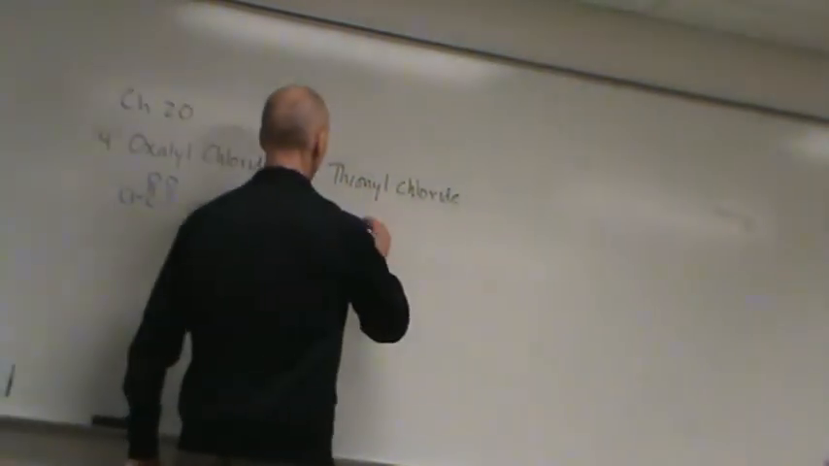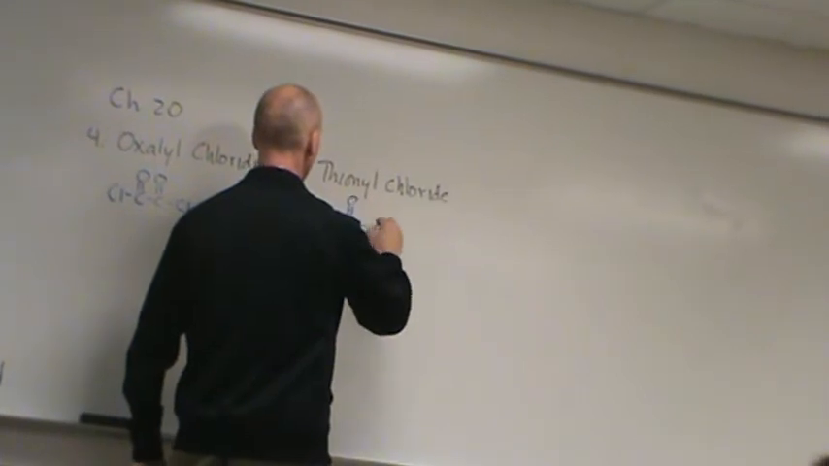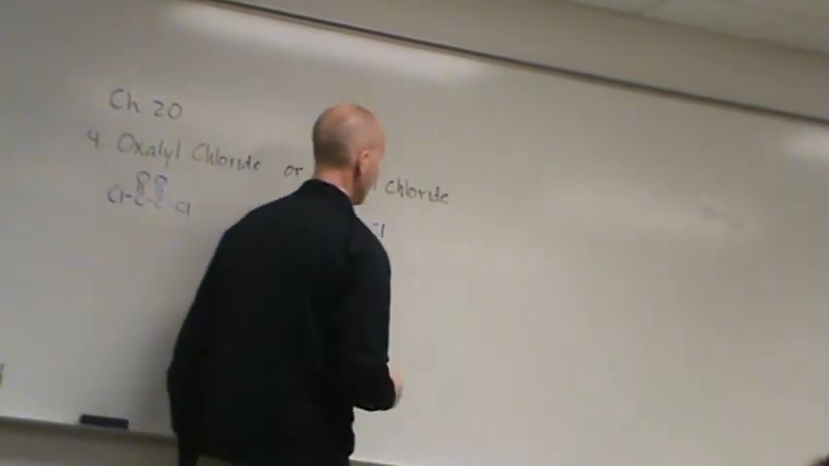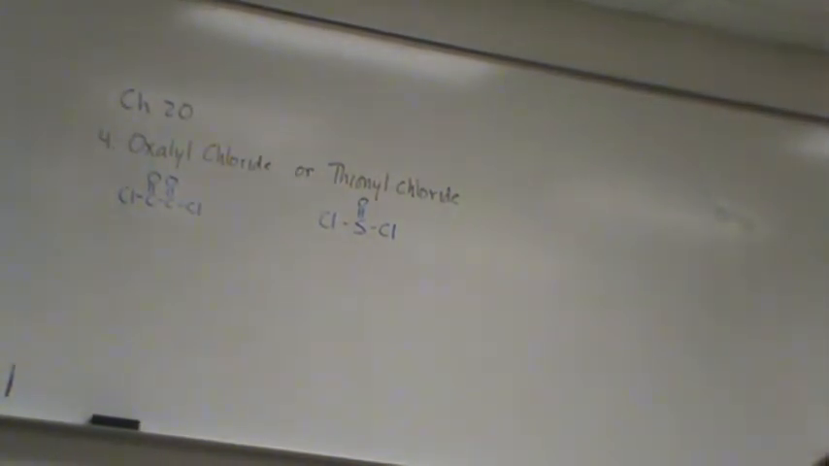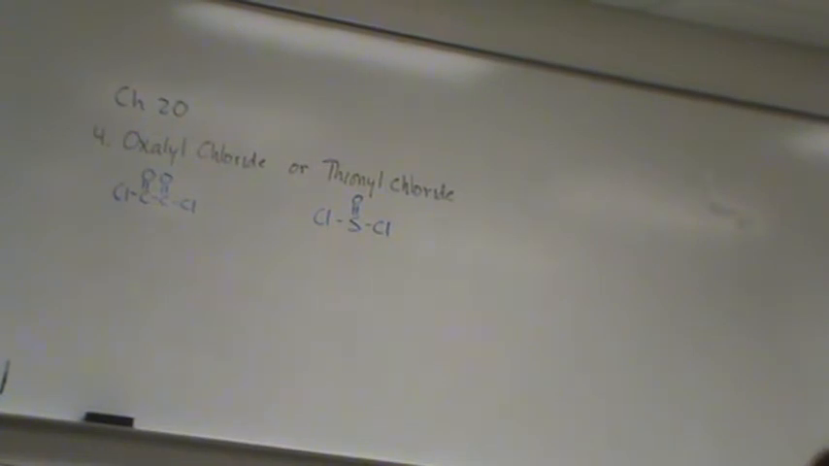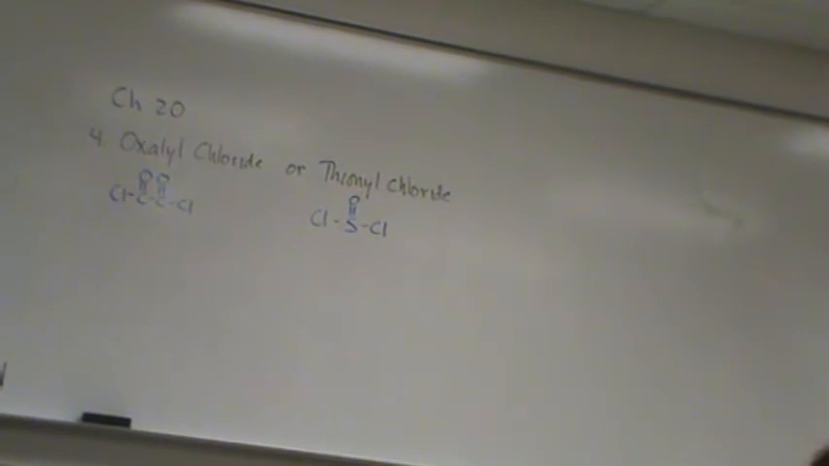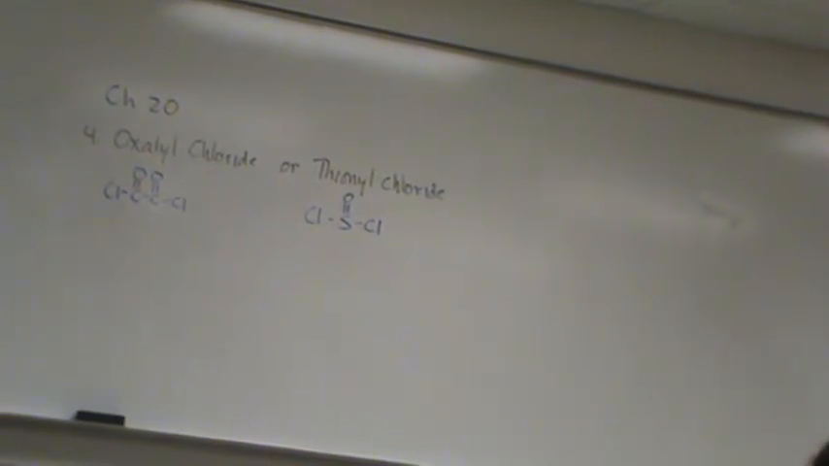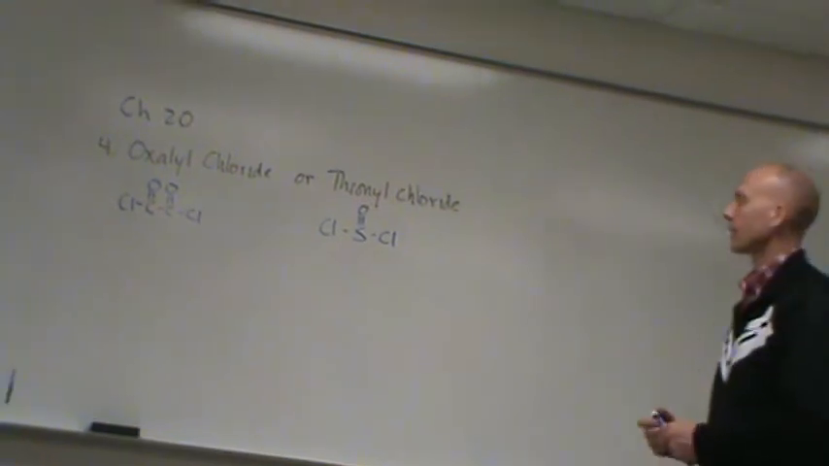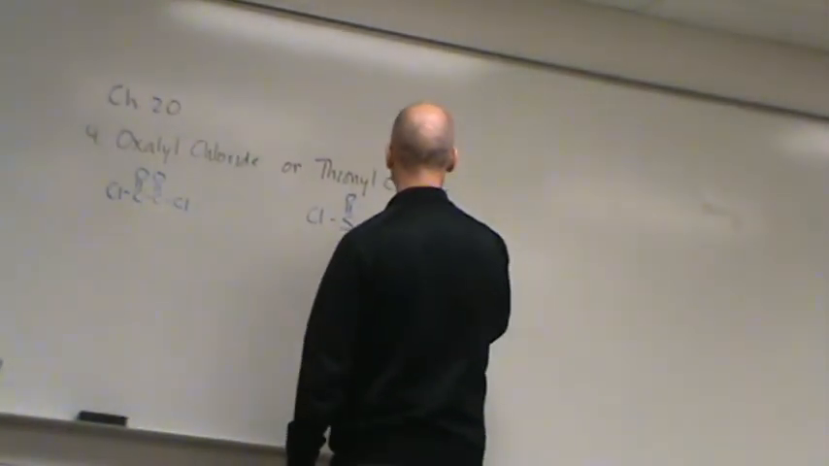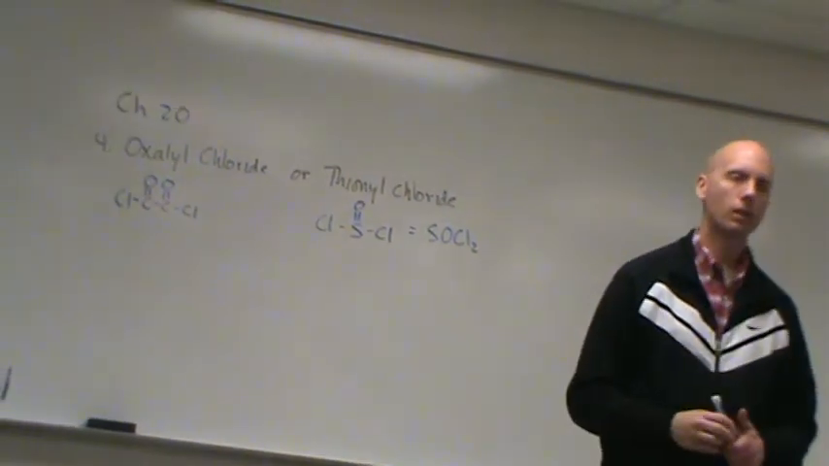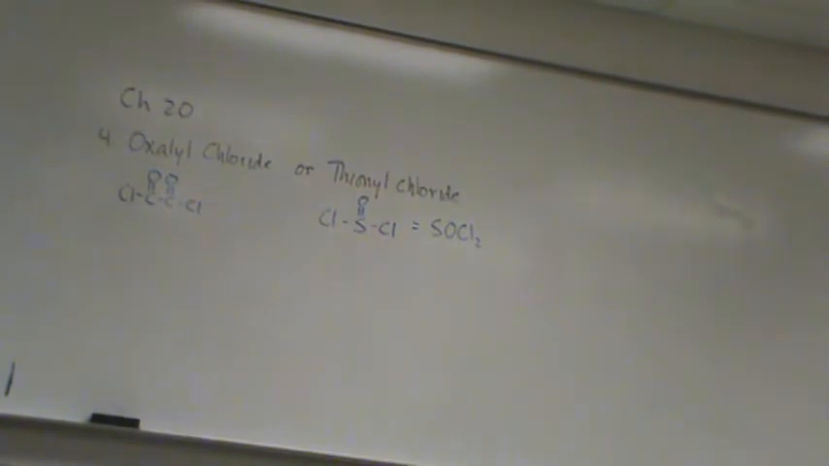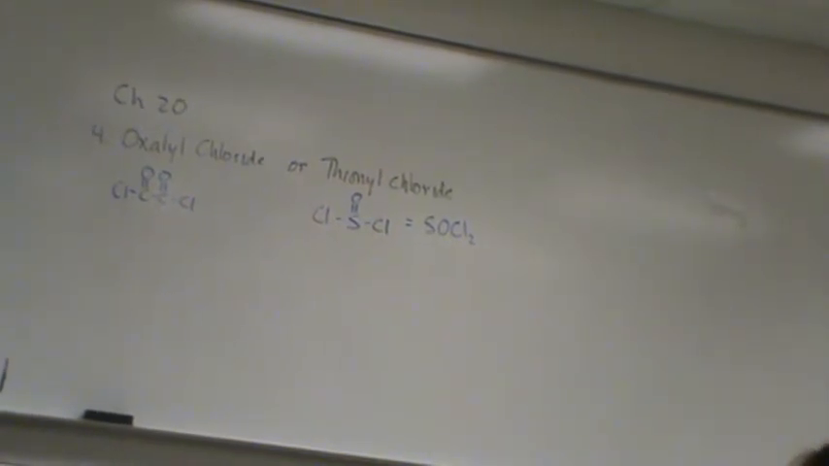And thionyl chloride has that structure. Remember we looked at that back in 241. It's one way to make alkyl chlorides from alcohols. Thionyl chloride, you'll also see it written in its molecular formula of SOCl2. So be prepared for either way.